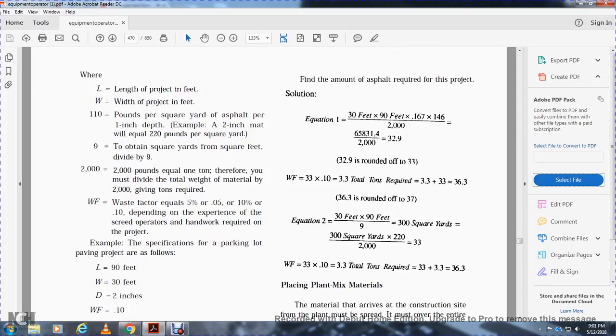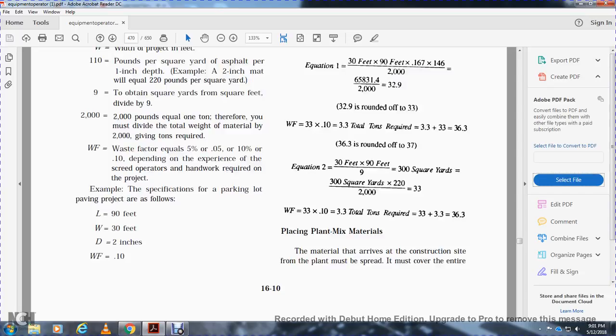Example: the specification for a parking lot will pave the project with length 90, width 30, depth 2 inches, waste factor 10%. Find the final amount of asphalt for the project. Like we said, 90 times 30 times 10 percent, 36.3 tons.